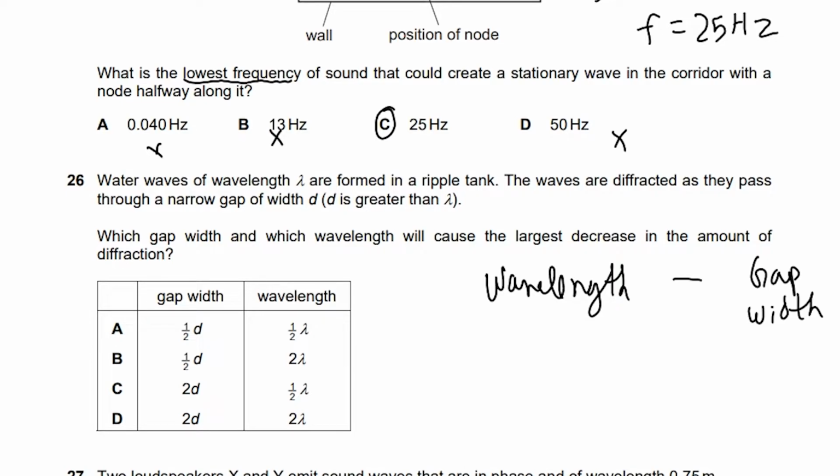The difference must be the greatest. We are also told that d is greater than lambda. The width d is greater than lambda, which means that if we multiply 2 by d, the gap width will be greater than wavelength. So A and D can be the answer, because in both of them we are multiplying 2 with both wavelength and gap width, and these are not the correct ones, since we have to find the option with the largest decrease in the amount of diffraction.